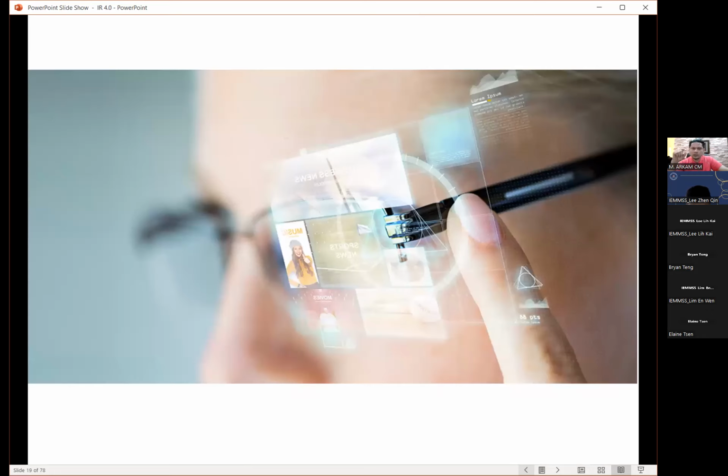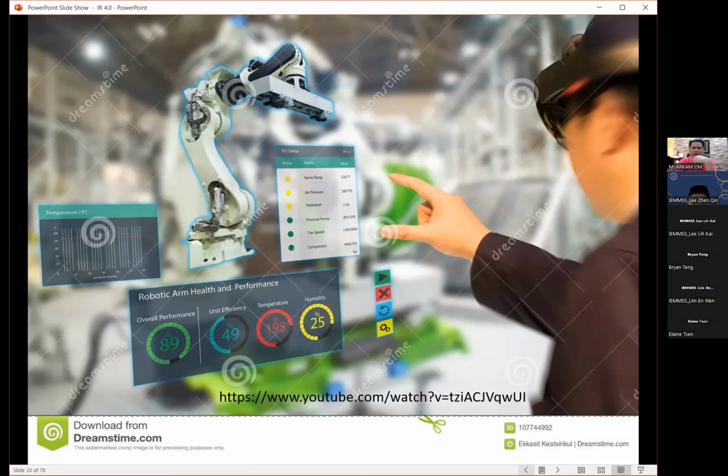Also, we now have this Google smart glass to integrate your phone with your spectacles, so you can see what is actually in the phone through your spectacles. So this is something that is in the market already. And this is also regarding the VR, virtual reality, or AR, augmented reality.